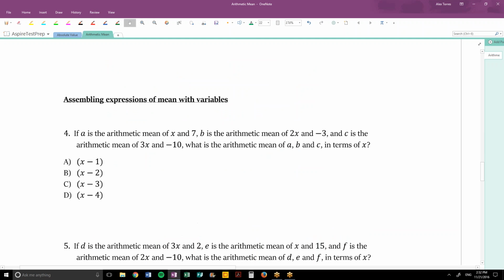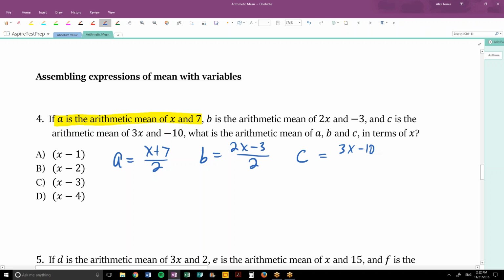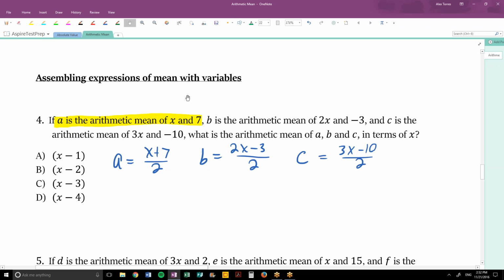Going over to number 4, this is a question that a lot of my students didn't know how to do until they'd seen it explained one time. A is the arithmetic mean of x and 7. The arithmetic mean is the idea of adding them and dividing by the number of pieces. So A is the result you get when you add x plus 7 and divide by 2. B is the arithmetic mean of 2x and negative 3, so 2x and negative 3 added together, divided by 2. And C is the arithmetic mean of 3x and negative 10, so we're adding them and dividing by 2. Those are A, B, and C.